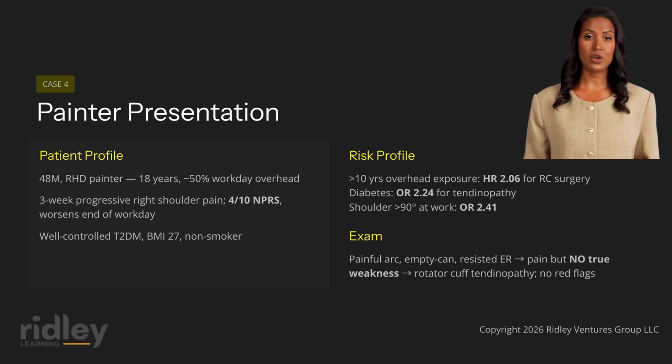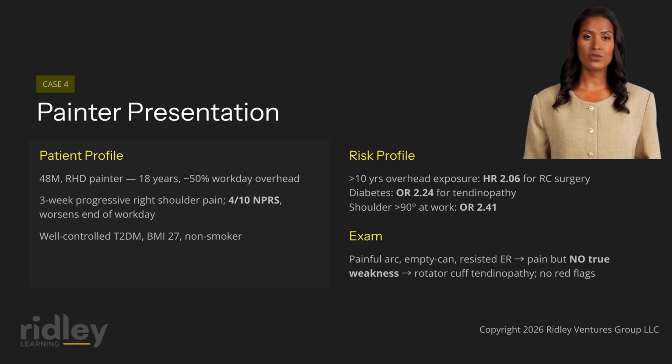Our fourth case involves a 48-year-old right-hand dominant male painter who presents to the occupational health clinic with a 3-week history of right shoulder pain that began gradually without a specific injury. He reports pain with overhead painting and difficulty reaching behind his back. He's worked as a painter for 18 years, spending approximately 50% of his workday with his arms above shoulder level. He has well-controlled type 2 diabetes, a body mass index of 27, and no smoking history. His pain is rated 4 out of 10 on the NPRS and worsens toward the end of the workday.